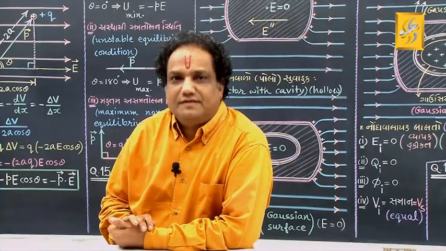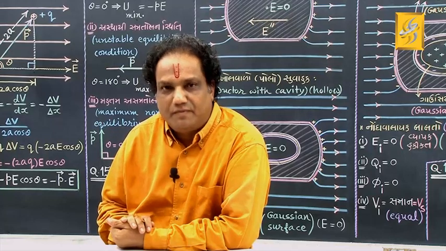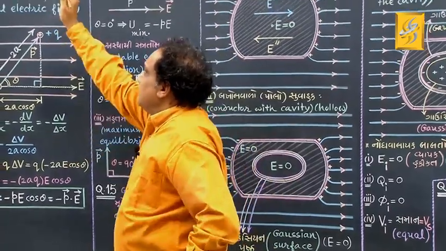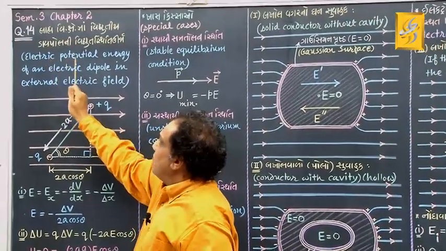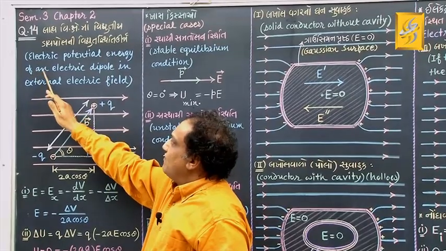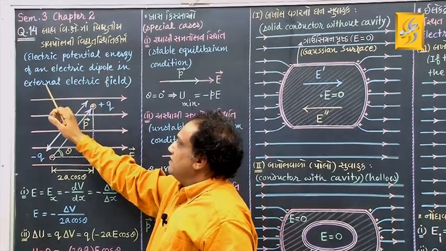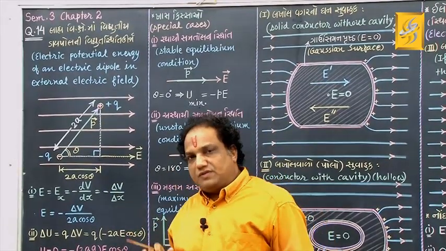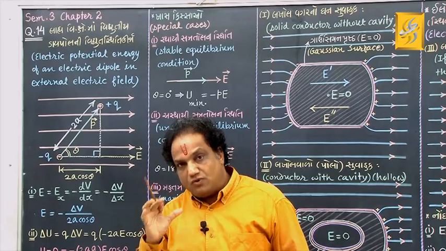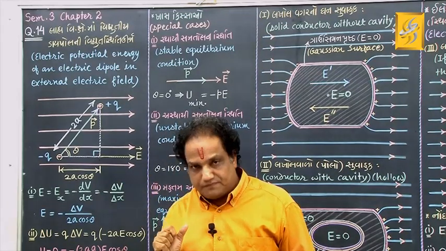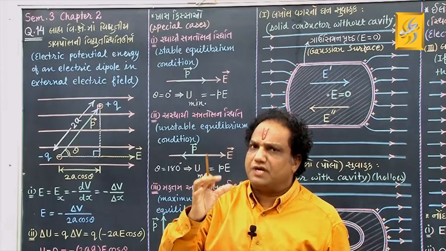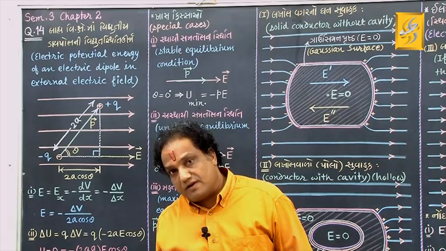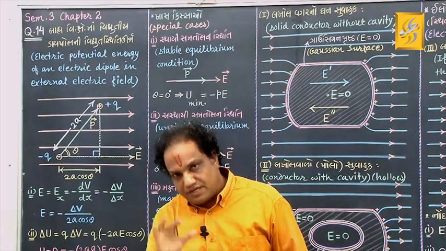Come on, my dears, let us proceed further in chapter number 2. Let us begin now question number 14. It is about electric potential energy of an electric dipole in an external electric field. First of all, try to understand how an electric dipole has some electrostatic potential energy inside the external electric field. How does it have that energy? I am showing you.